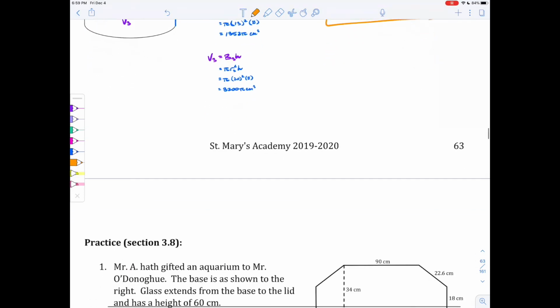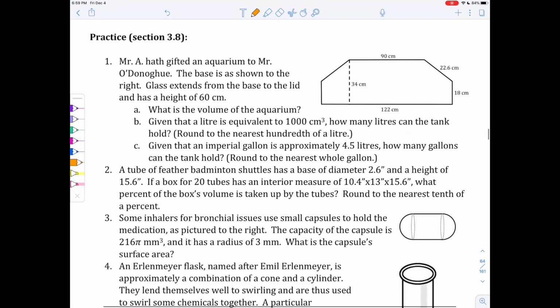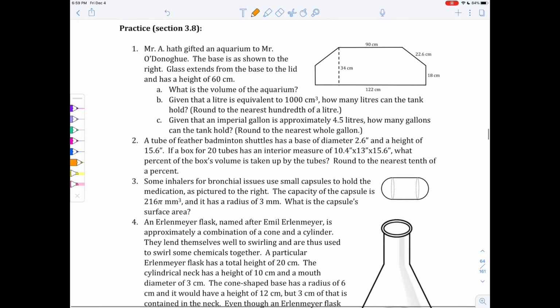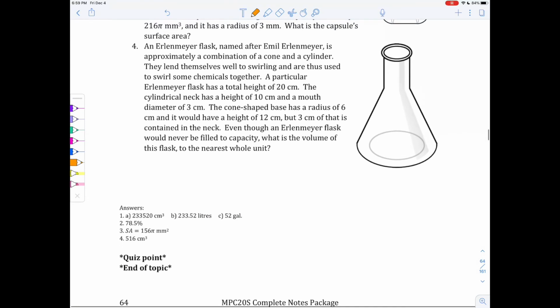I wonder what the next page has. Oh, is that more practice work? Hey, that's the aquarium you gave Mr. O'Donoghue. Yeah, you can see it in the physics lab still. Oh, dang, cool. So check these next questions out, give them a go. Ask questions if you have. The answers are provided at the bottom.